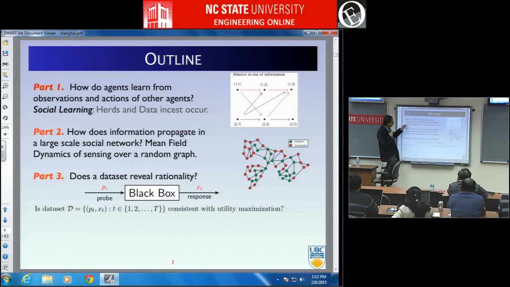And we're going to use a very powerful model which has been developed in the economics literature a lot, called social learning. Okay, and we're going to describe what that is. The reason why this is very interesting is that you have very unusual behavior coming out of this, and so it's always interesting to see something unusual. Things like herding and data incest occur, which I will describe. So that'll be the first part of the talk. We deal with a known structure of a graph in a social network where agents exchange information, and we're going to model that using this.